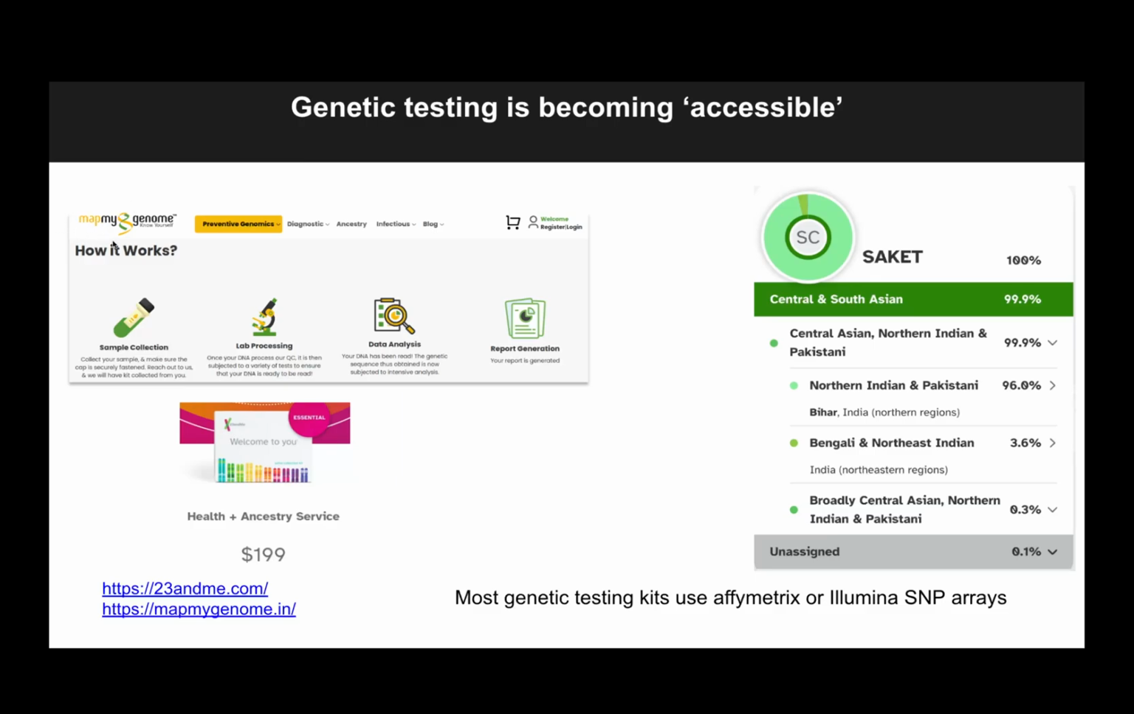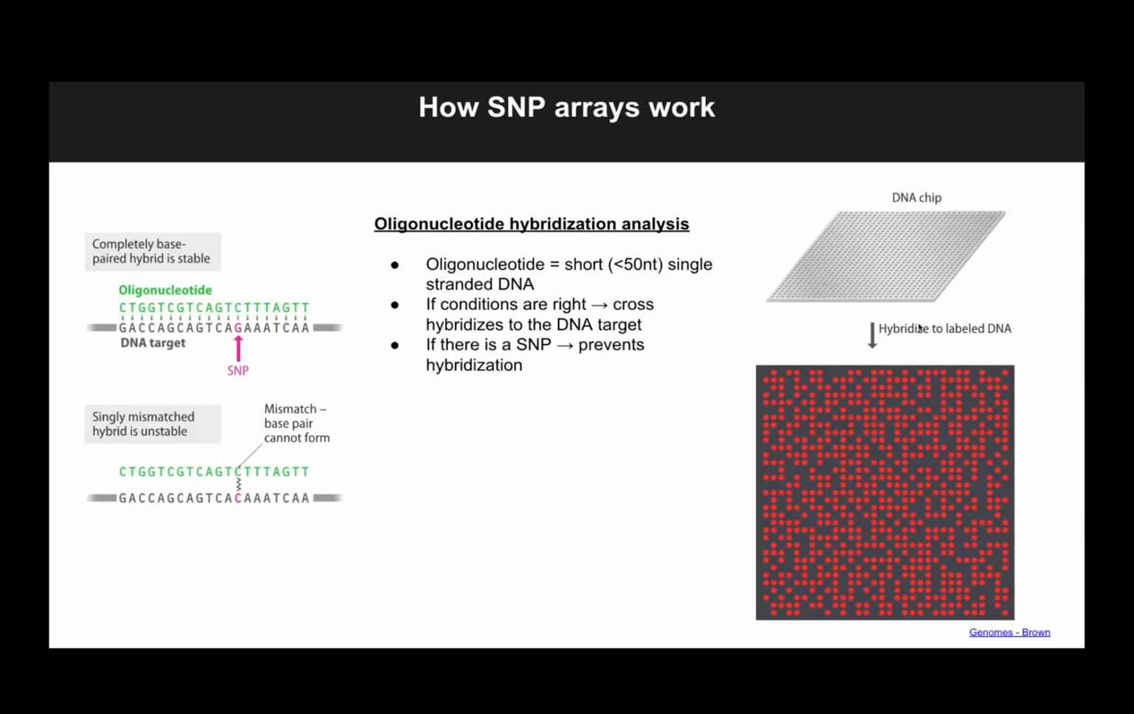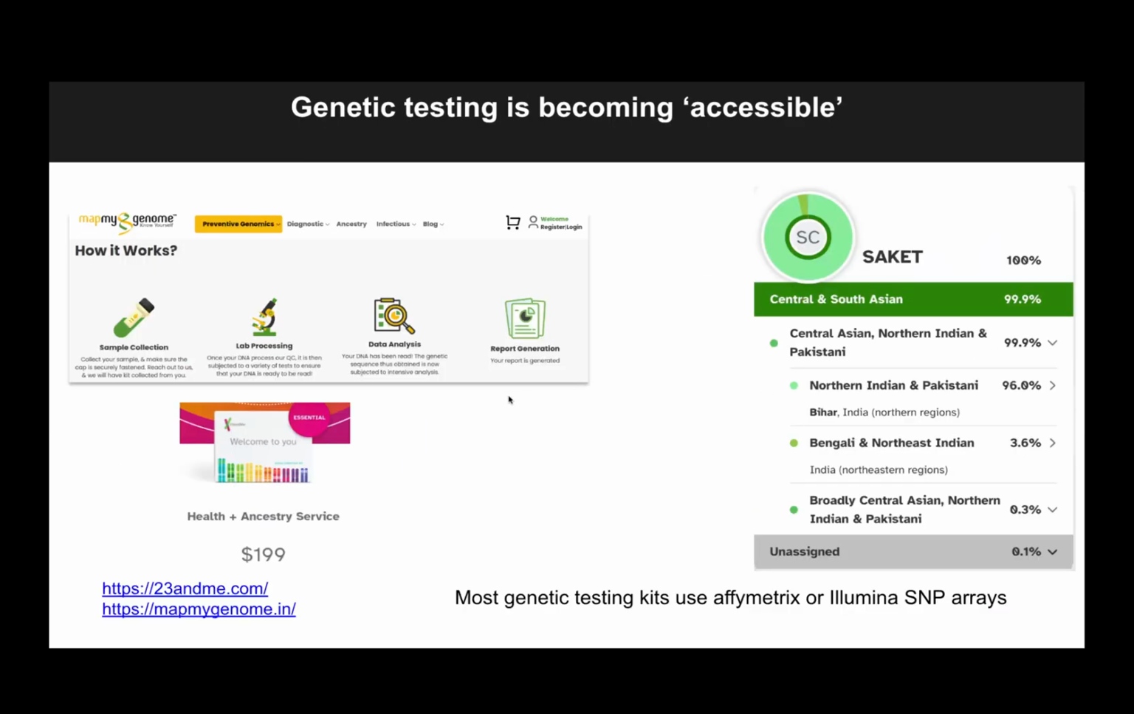It is called Map My Genome. What it does is it sends you a sample collection kit, you spit into it, you send out this sample, they will perform an analysis which will look very similar to this analysis here, and they will tell you, given your SNPs, what kind of DNA you have, what diseases you are probably predisposed to, or what your ancestry is.